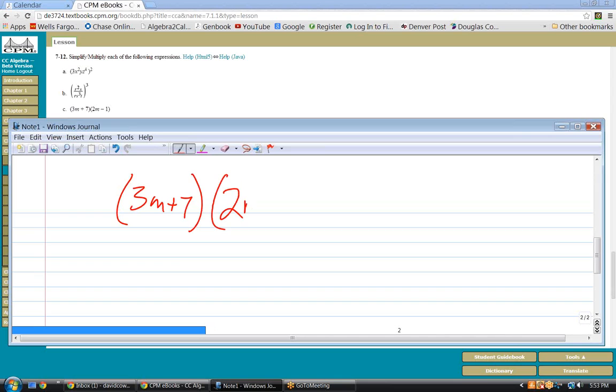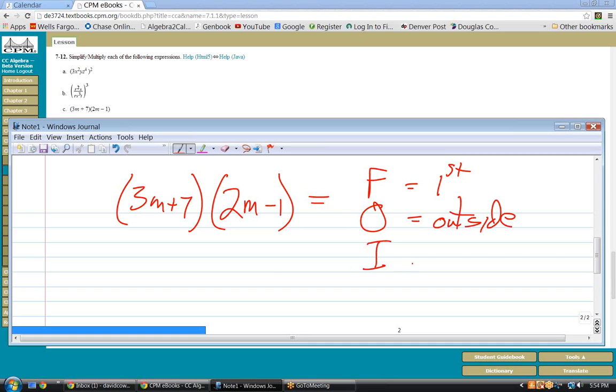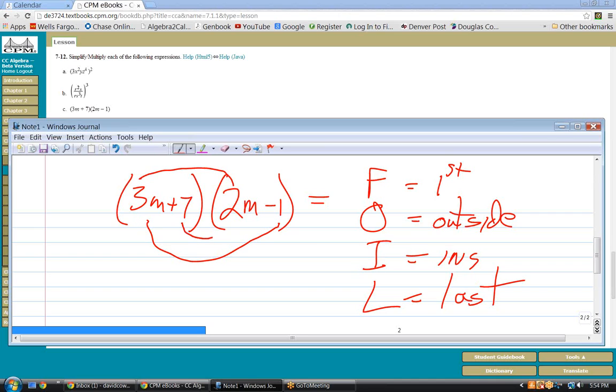They've taught you FOIL. I don't really like the terminology anyway. It stands for first, outside, I is inside, and L is last. What they mean by that is I'm going to multiply the first 2 terms first, then I'm going to multiply the 2 outside terms next, then I'm going to do the 2 inside terms, and finally I'm going to do the 2 last terms.